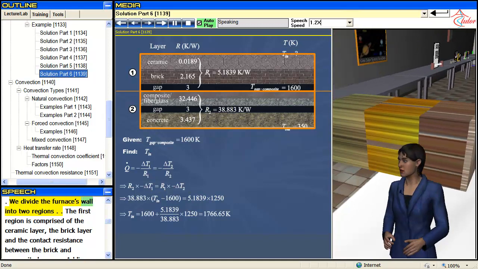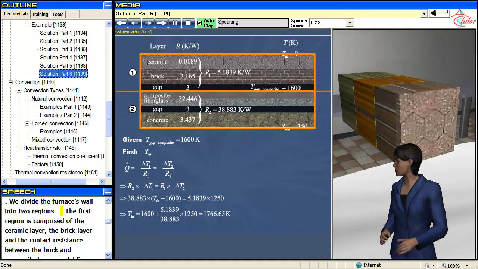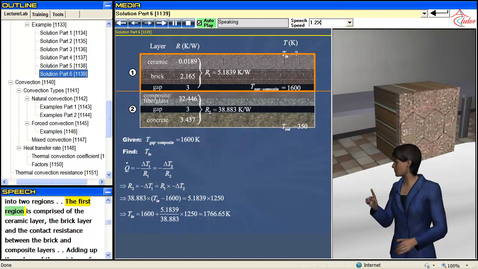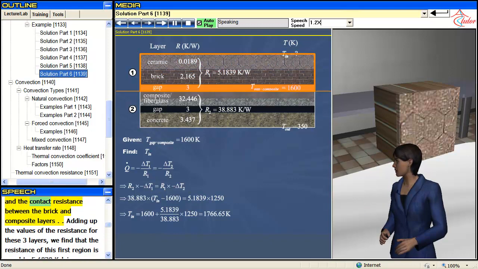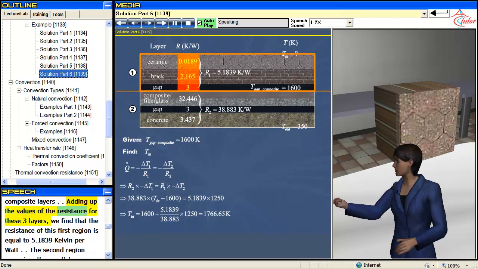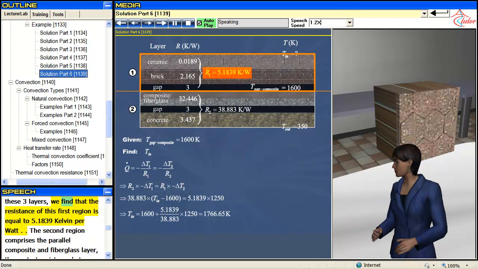We divide the furnace's wall into two regions. The first region is comprised of the ceramic layer, the brick layer, and the contact resistance between the brick and composite layers. Adding up the values of the resistance for these three layers, we find that the resistance of this first region is equal to 5.1839 Kelvin per watt.